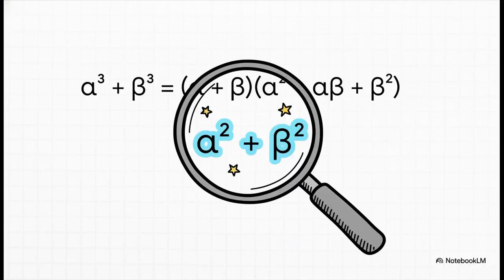We'll start with the standard way to factor a sum of 2 cubes. Now I want you to look really closely at that second set of parentheses. See that in there, alpha squared plus beta squared?